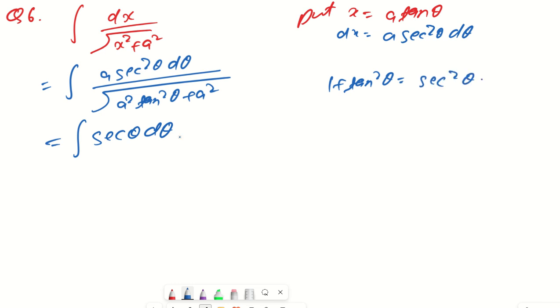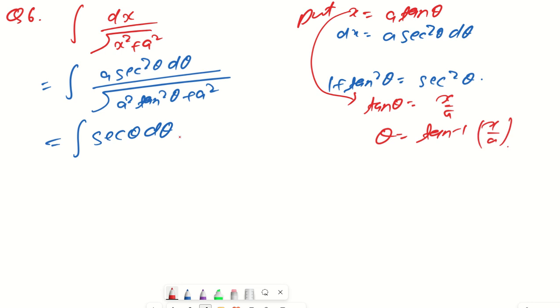Now again, tan theta is going to be x by a, hence theta is going to be tan inverse of x by a. However, integration of sec theta is going to be what? We already know the integration of sec theta is log of sec theta plus tan theta.